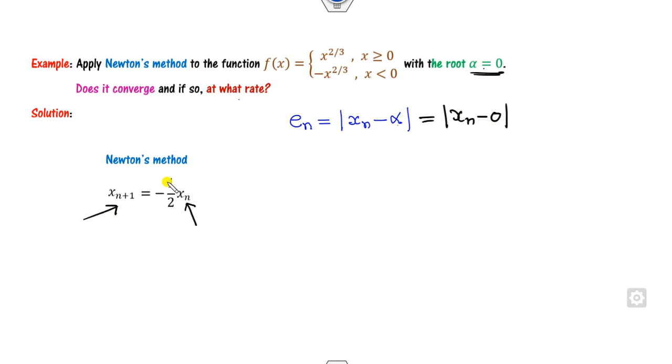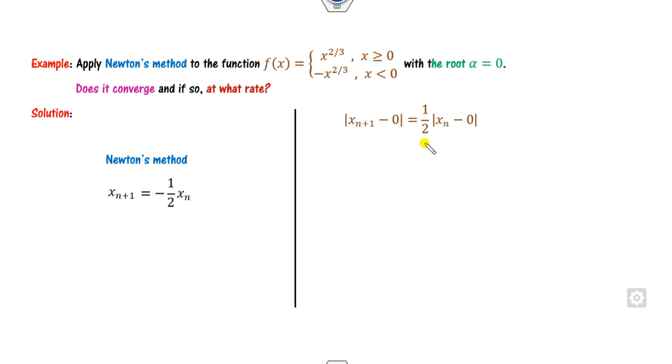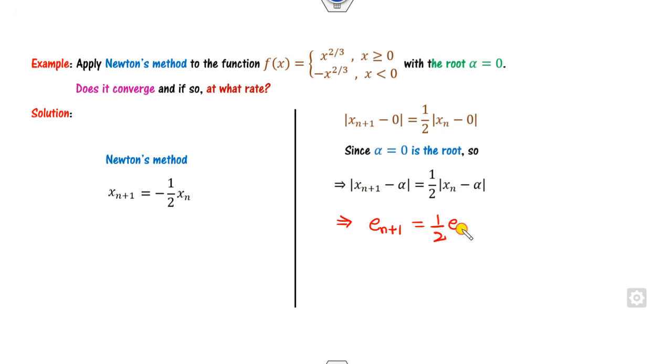So I can write easily in terms of here. Clear? Now what is that 0? 0 is my alpha, because this is the root of the equation, which comes to be as here. Now this is nothing but my error at the (n+1)th iteration, and this is my error at the nth iteration. So what does it mean? E_{n+1} is proportional to this.